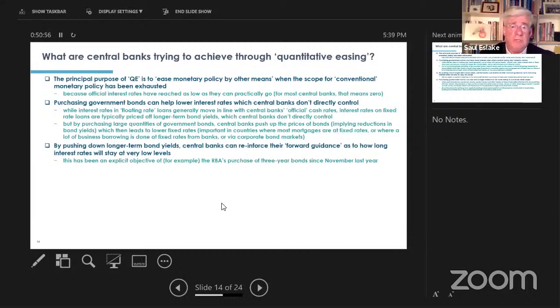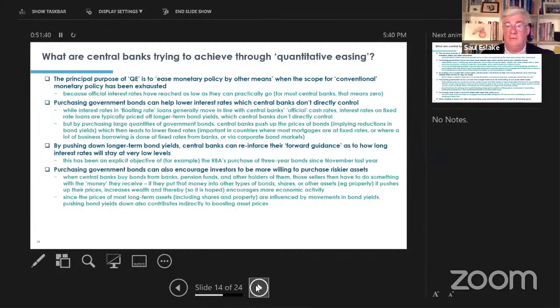By buying longer term bonds, central banks can reinforce what they like to call their forward guidance as to how long interest rates will stay at very low levels. So in the Australian case, for example, the Reserve Bank started saying in November last year that they would keep the cash rate at its record low level for 3 years. And to reinforce the sincerity with which they were saying that, they started buying 3-year government bonds to ensure that their yield came down to 0.1% as well, where they'd set the official cash rate. And that's been an objective quite explicitly of the Federal Reserve and the European Central Bank and other central banks, to underscore what they say in words about how long they intend to keep interest rates at record low levels.